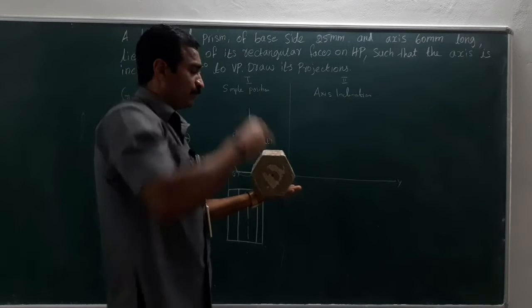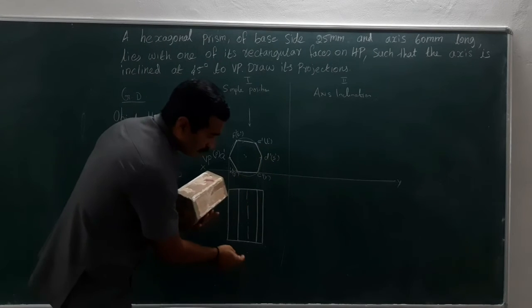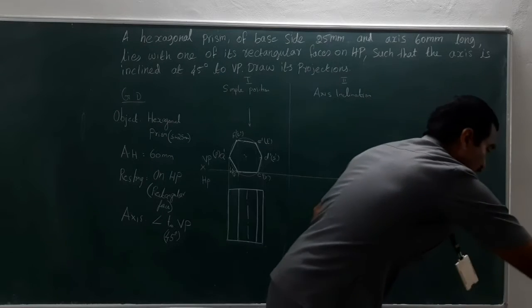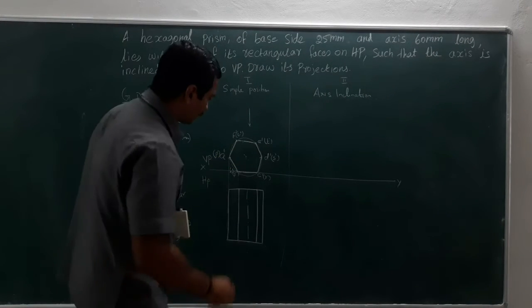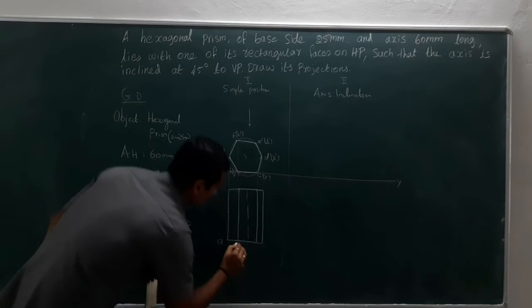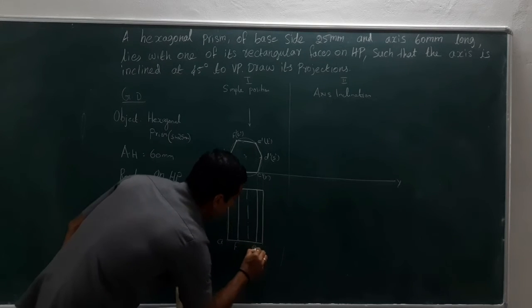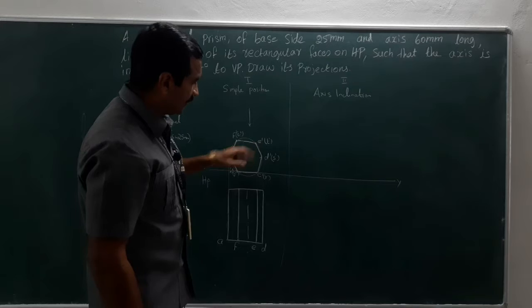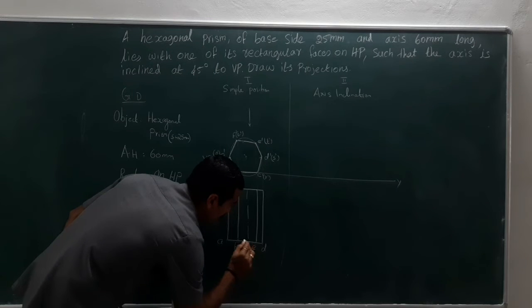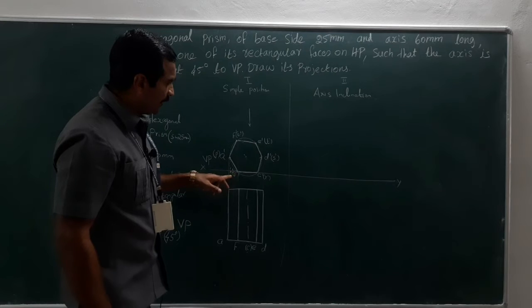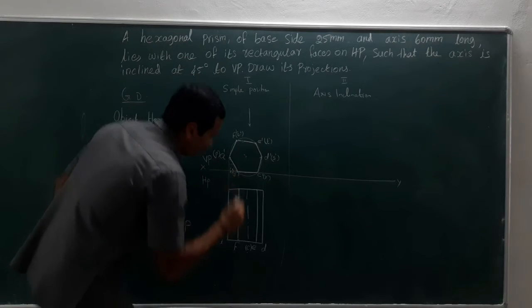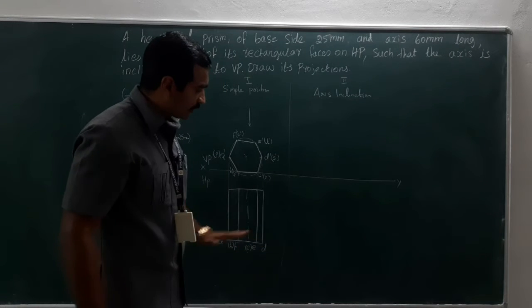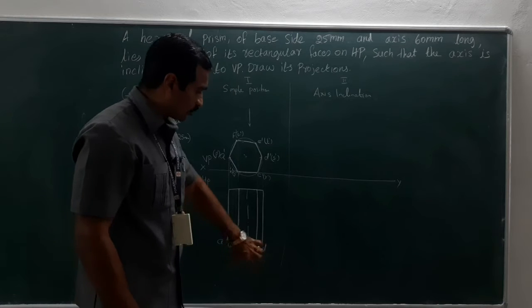When you look from the top, A, B, C, D would be at the bottom of this prism, right? So A, F, E, D are visible. This could be A, this could be F, this could be E, and this could be D. What about B and C? C is right behind E, therefore C is invisible. B is right behind F, therefore B is invisible. So the front face or the top face notation has been marked.